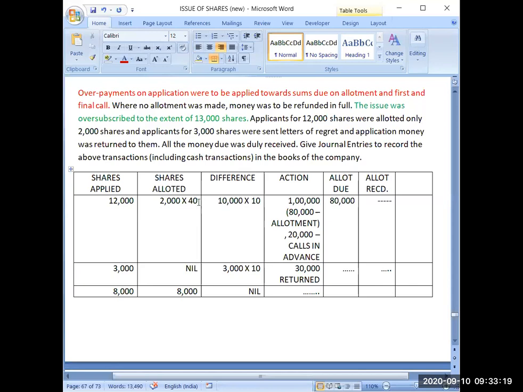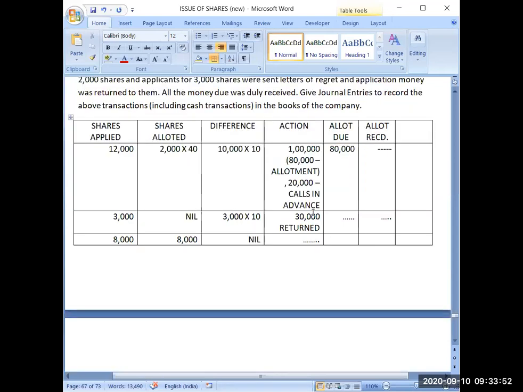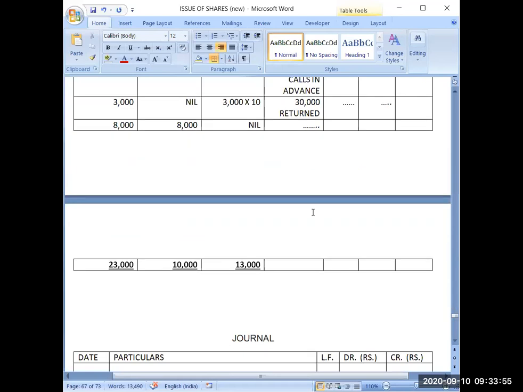First I have multiplied the number of shares allotted with the allotment money due. I have found out how much I need on allotment, and this time I was having excess money, more than the allotment money. So I used that money first on allotment, 80,000 I have used on allotment. And then the rest of the money has been transferred to calls in advance, because this time I was permitted to do so by the question. Now coming to the entries part.